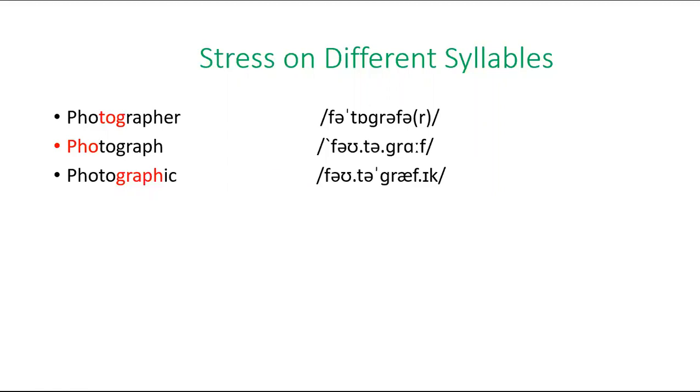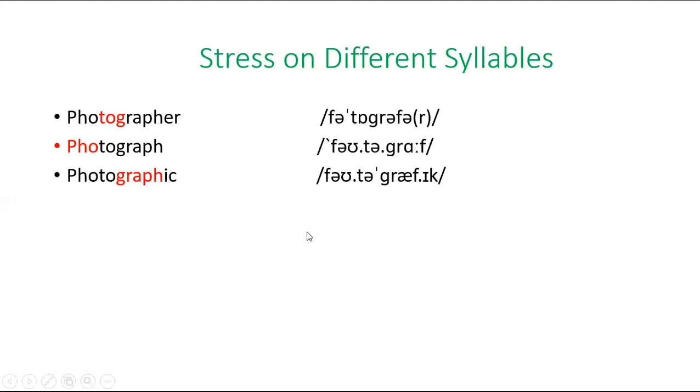Now here we can see that in the word photographer, the stress goes on to this vowel, right? Whereas in the word photograph, the stress goes on to this ow sound. And then in the word photographic, the stress is put onto this vowel.